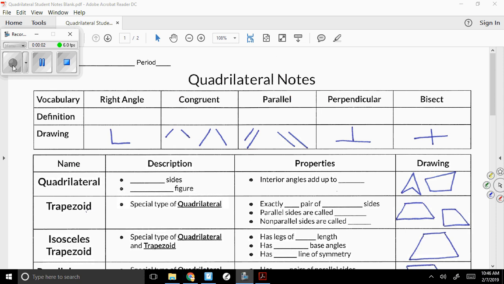Today we're going to be taking notes for our first lesson in our geometry unit, which is about quadrilaterals. So there's a lot of different types of quadrilaterals we're going to be learning about, and they all talk about different vocabulary words. So let's go over those vocabulary pieces first.